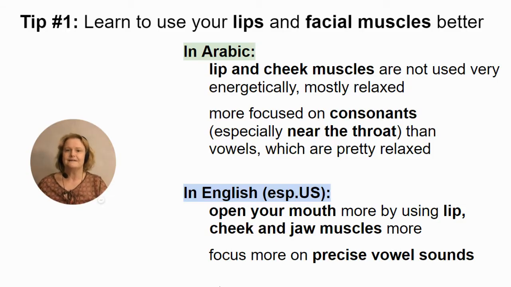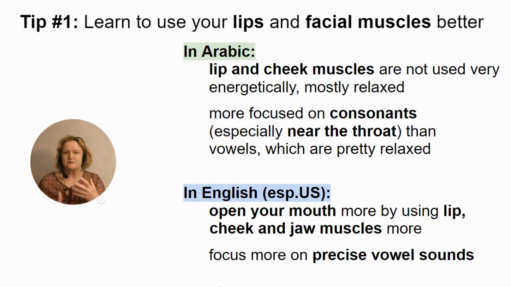Tip number 1, learn to use your lips and facial muscles better, the muscles in your face. In Arabic, the face is pretty relaxed. The lips are relaxed. The mouth is not very open. The teeth are close together when you speak Arabic. And more emphasis is on all those complicated consonants, many of them in the throat, very difficult to say.